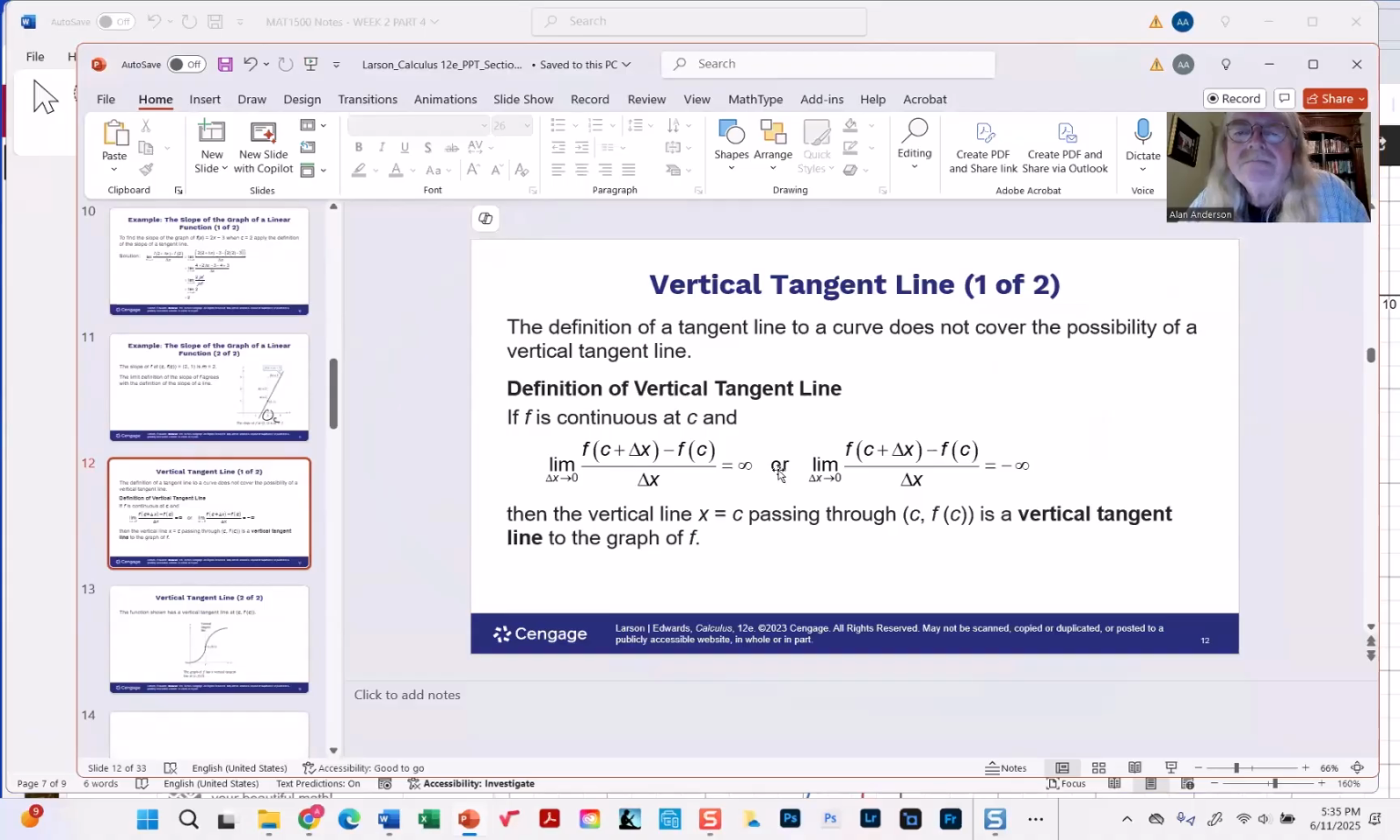Now, they're telling us to avoid having vertical tangent lines because they would have an undefined slope.